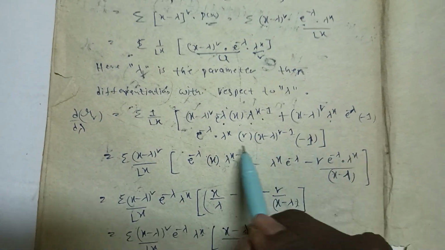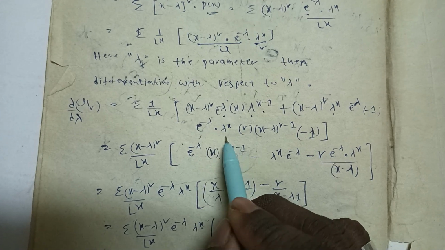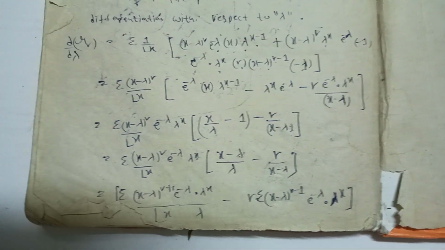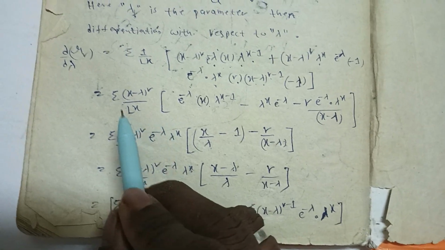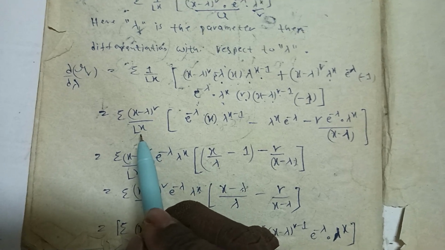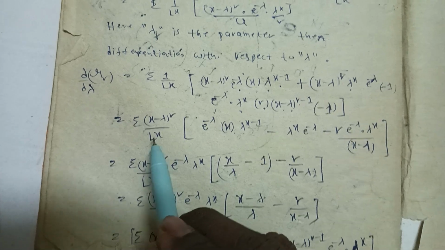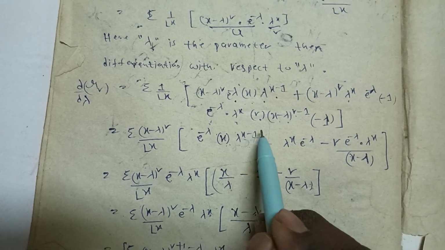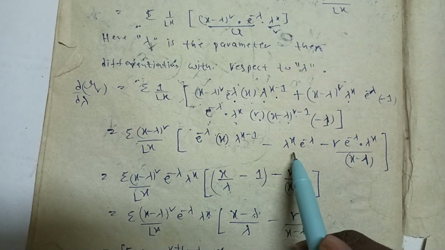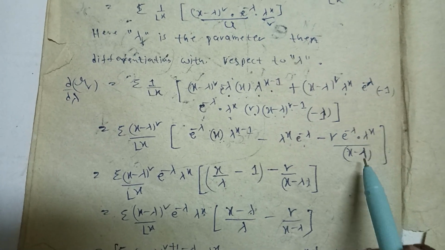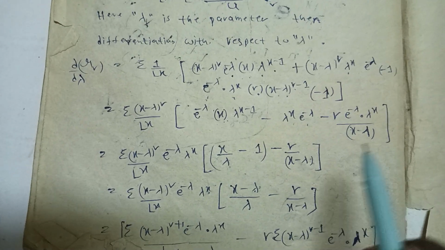And again you have the UV formula, that is e^(-λ) λ^x and r into (x - λ)^(r-1) and minus 1 you are going to get. So from that you are taking one common value, (x - λ)^r divided by summation x!. So e^(-λ), x of x, λ^(x-1), and this will be the minus λ^x e^(-λ), r into e^(-λ) λ^x divided by (x - λ) value.